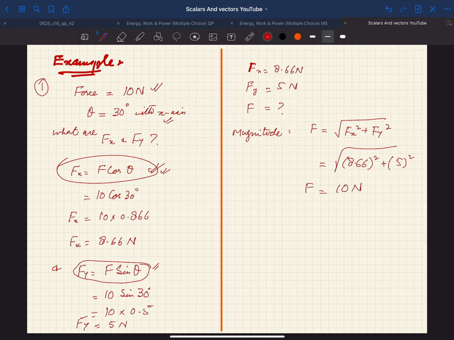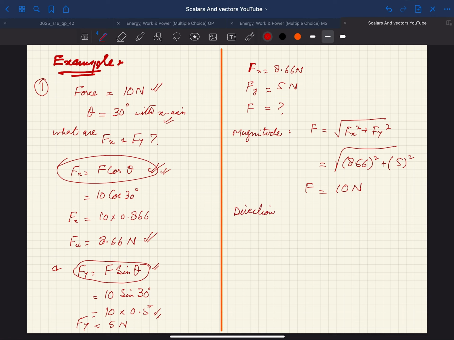I'm not doing the calculation, but just to show you that if you have these values given, then this will be the resultant value. And if the resultant is given, meaning the force is given with a particular angle, then you can find the x and y components. Here you have 10 Newton, but as I said, you need direction as well.